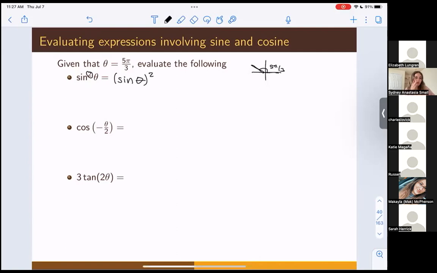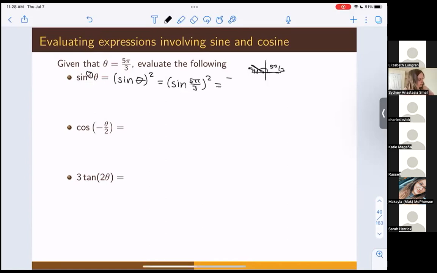You don't have to do anything fancy with the theta. We ignore the squared until we are done evaluating the sine of theta. We want the sine of pi thirds, or 5 pi thirds, and then we want to square it. We could use our reference angle here of pi thirds if we wanted to. We could also just think about, if you have the entire circle memorized, what the sine of 5 pi thirds is. In this case, the sine of 5 pi thirds ends up being negative root 3 over 2.